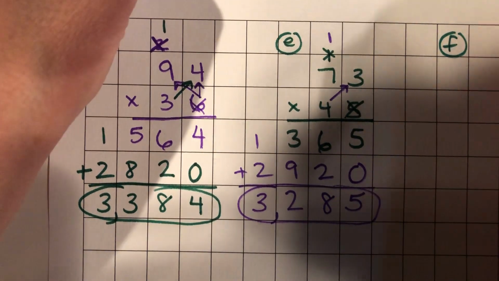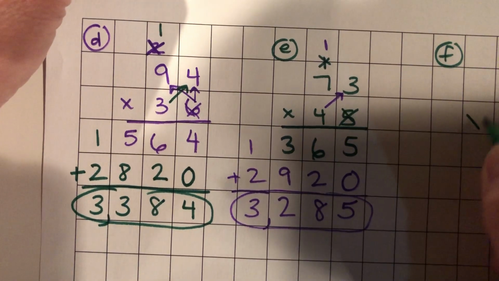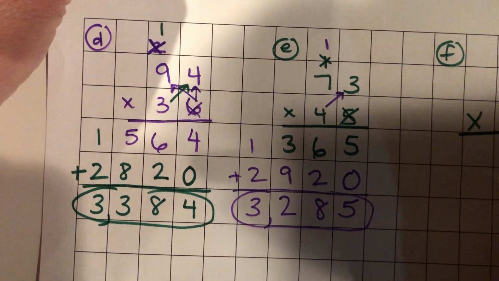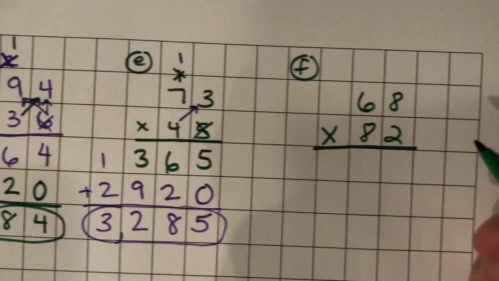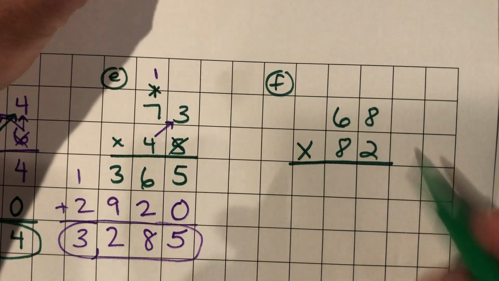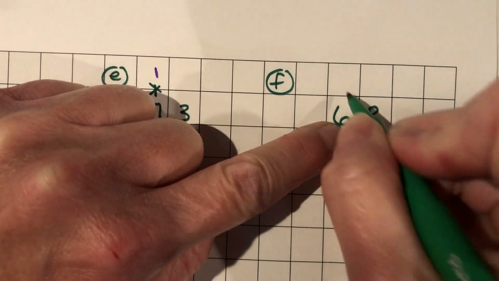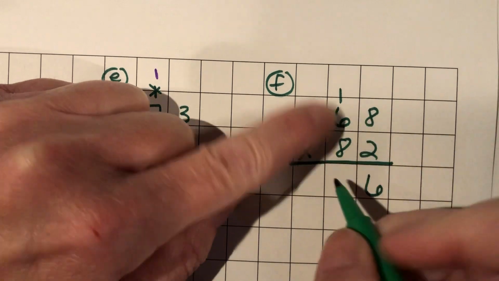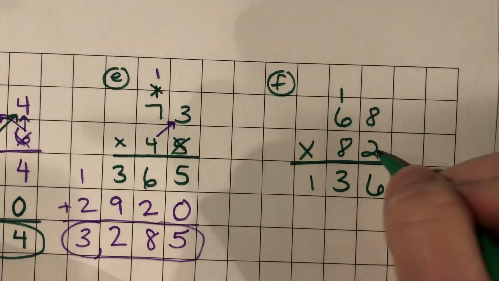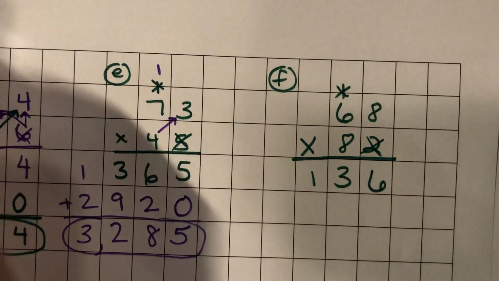All right, let's keep it going. F is 68 times 82. I'll give myself some room. 68 times 82. And again, you can pause anytime and work through these on your own, and then just make sure you press play to make sure that you're right. Okay, I'm going to start with the 68 times 2. 8 times 2 is 16. 6 times 2 is 12, plus 1 is 13. So when I multiplied by the 2, I got 136. I'm done with the 2. I'm done with that 1.